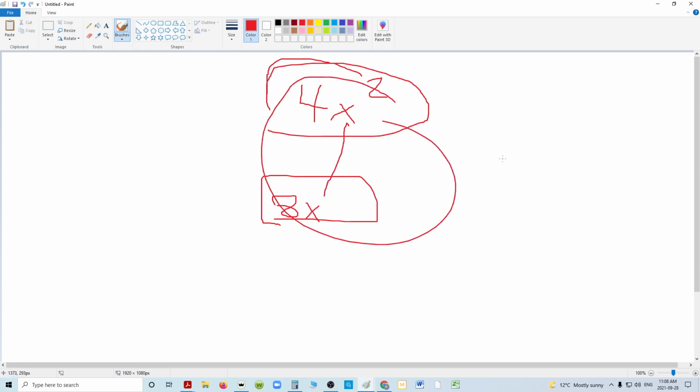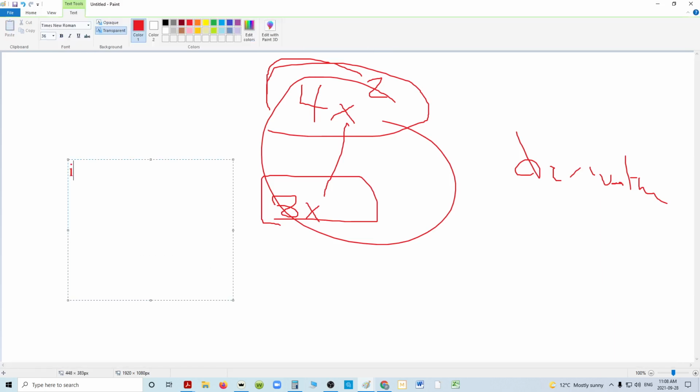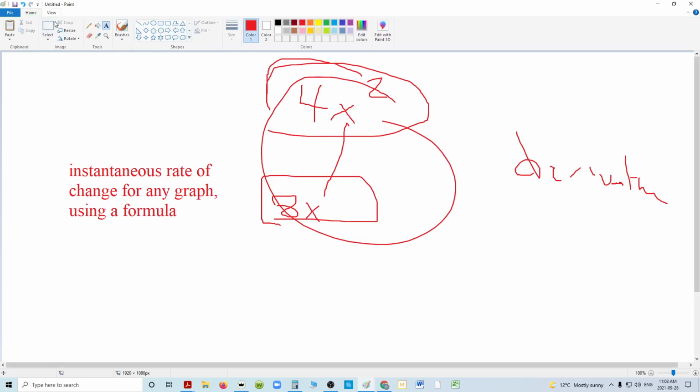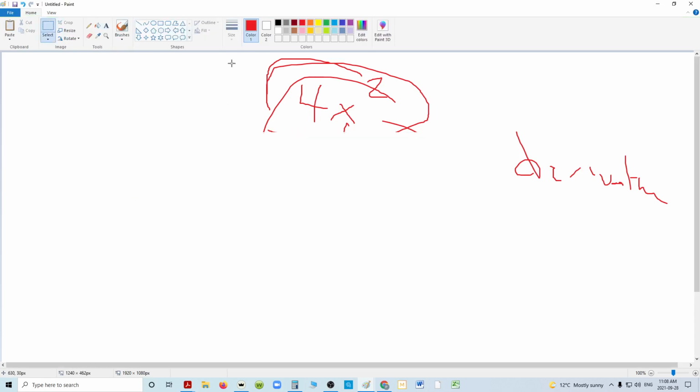Now that's called a derivative, and that's something you learn in calculus, and it's simply the instantaneous rate of change, sorry if I spell it wrong, for any graph using a formula, because you will consistently find this pattern. Let's have a look at something.